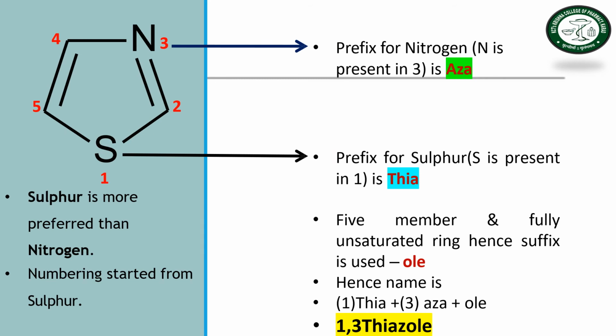See here. How to write the name of this type of structure? Sulfur is 1, nitrogen is 3. So first, according to our preference, sulfur comes before nitrogen. That's why sulfur is 1. For sulfur we indicate thia. Nitrogen indicates aza. A 5-membered ring containing 2 double bonds, that's why we use ole. So what is the name of the structure? 1,3. Why 1,3? 1 for sulfur, 3 for nitrogen: 1,3-thiazole. Very simple. Okay.